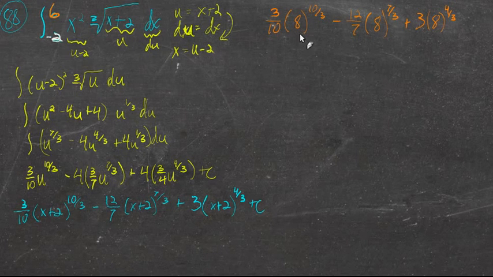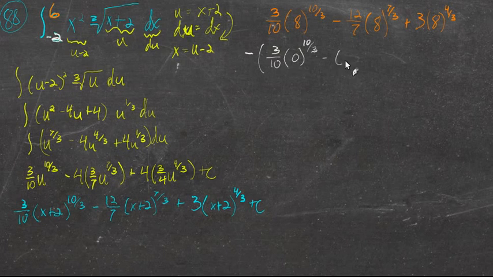Alright, so that is the 6 part, and now we will do the second part of the fundamental theorem, and that's to subtract when we plug in the lower limit. So again, we have 3/10 times -2 plus 2. -2 plus 2 is 0, and we raise that to the 10/3. Well, 0 to the 10/3 is 0, times 3/10 is still 0, and that's just going to keep happening. You put 0, raise it to a power, that's 0, times a number, that's 0. So this accounts for nothing, there's nothing there.